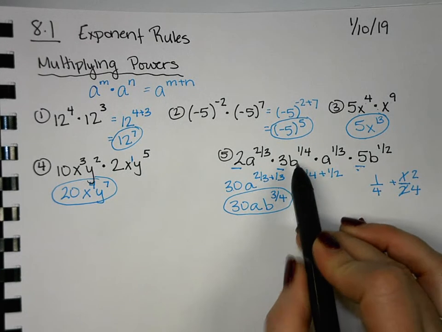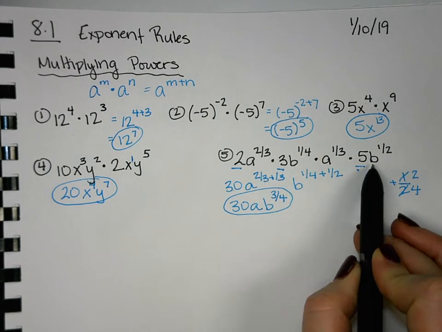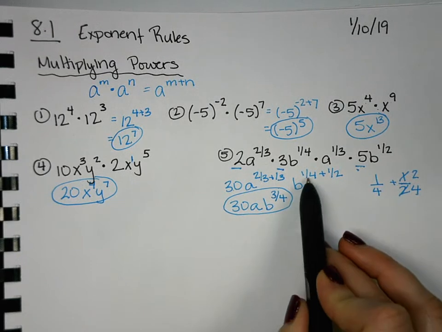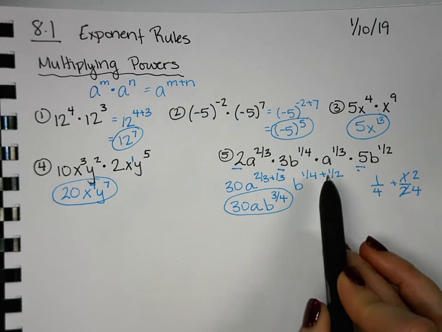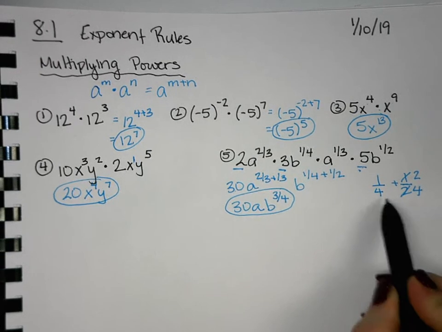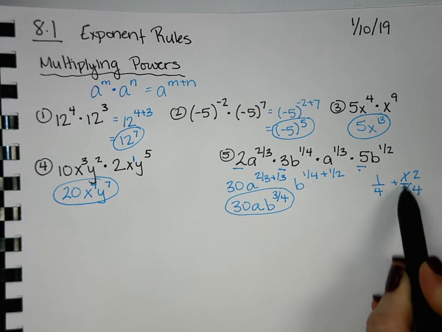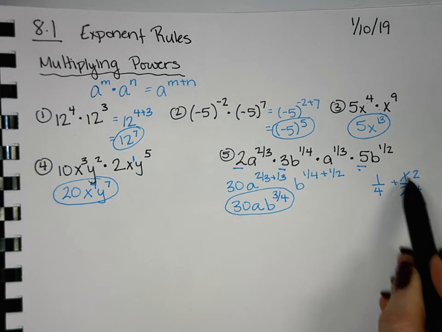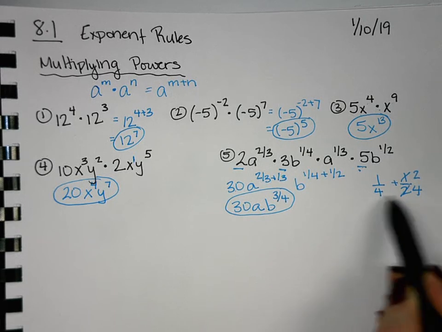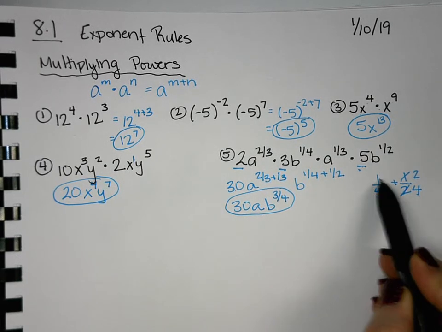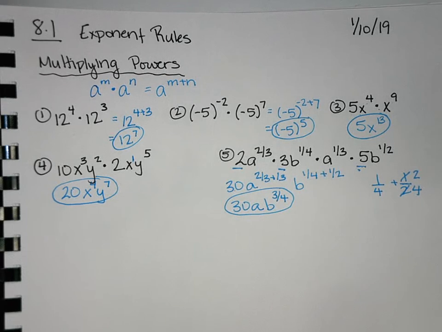For b, we have b to the 1/4 and b to the 1/2. So we have to again add the exponents, 1/4 plus 1/2. Some people can do this in their head or can easily do it. If not, just write it over to the side. I got a common denominator, so I multiplied top and bottom by 2. So 2/4, so that I can add my fractions. 1 plus 2 is 3, so 3/4.